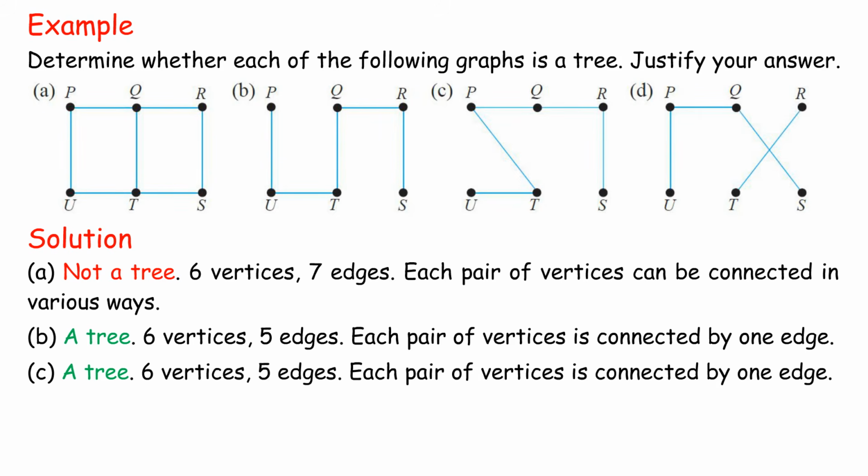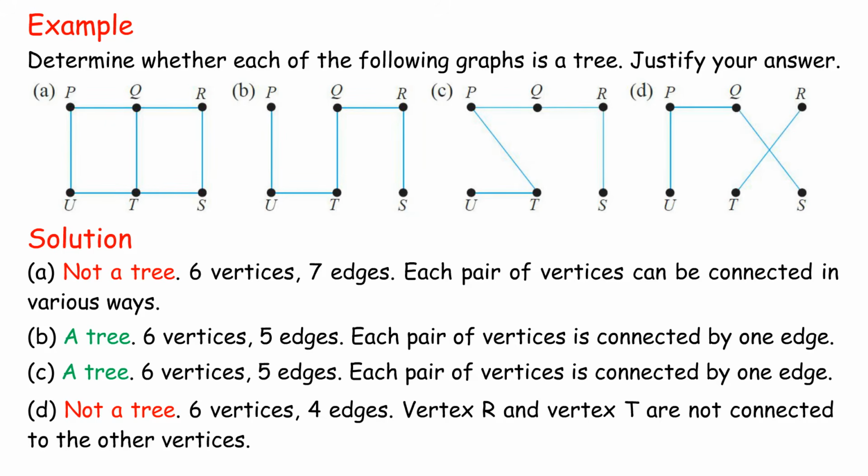C. A tree. 6 vertices, 5 edges. Each pair of vertices is connected by one edge. D. Not a tree. 6 vertices, 4 edges. Vertex R and vertex T are not connected to the other vertices.